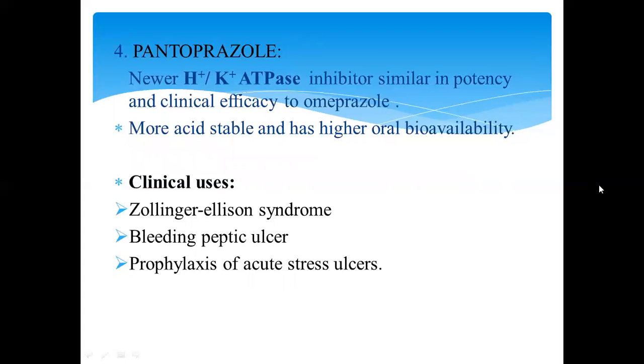Next example, pantoprazole. It is a newer hydrogen potassium ATPase inhibitor, similar in potency and clinical efficacy to omeprazole, but it is more acid stable and has higher oral bioavailability. Clinical uses: Zollinger-Ellison syndrome, bleeding peptic ulcer, and prophylaxis of acute stress ulcer.